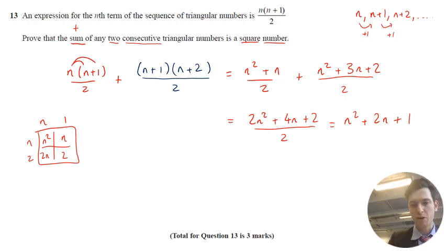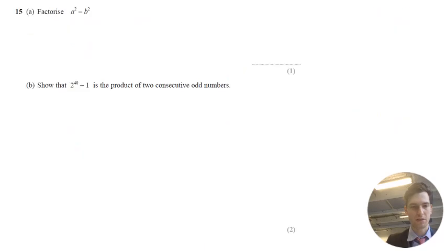And then how do I show it's a square number? Well, a square number is something squared. And you should be able to realize that I can write this as n plus 1 squared if I factorized it. So that was a super tricky question there. But the key learning is that consecutive means instead of n, you write n plus 1. Instead of n, you write n plus 1. Let's keep going. A few more questions left.